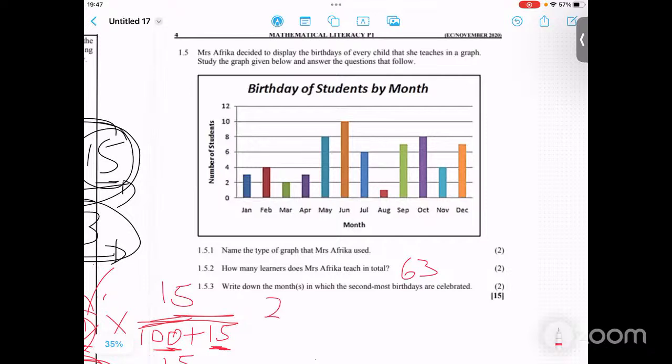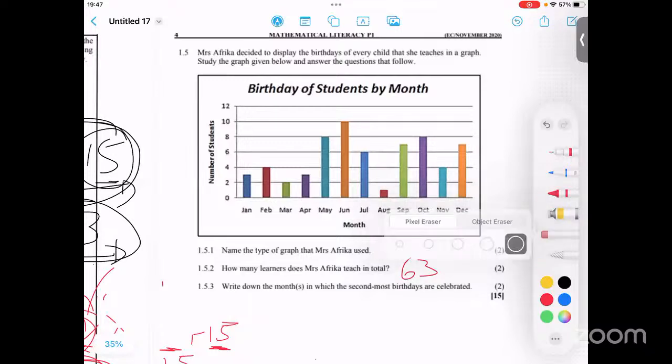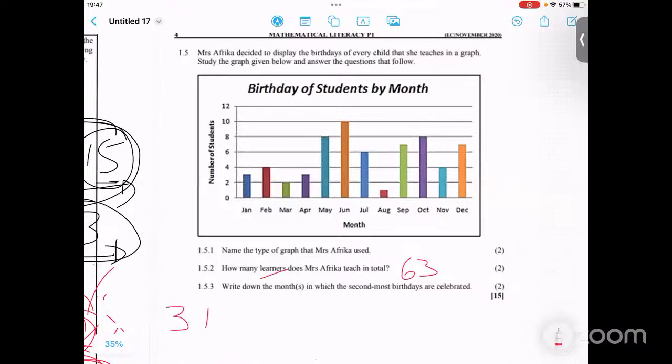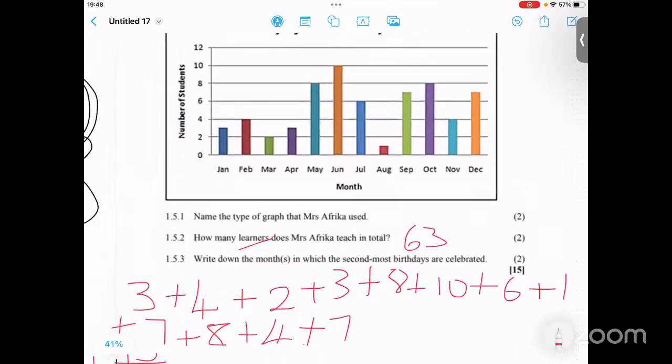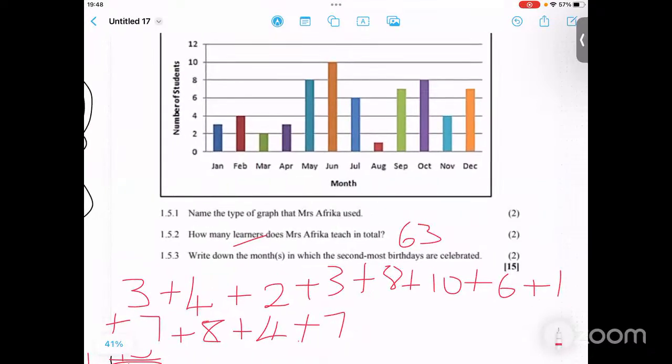So we are having what? Let me try to wipe these. We have a 63 and a 64. Okay, let's see. We have 3 plus 4 plus 2 plus 3 plus 8 plus 10 plus 6 plus 1 plus 7 plus 8 plus 4. This 4 was for November, and then we have 7. And are you having this on your calculators? 3 plus 4 plus 2 plus 3 plus 8 plus 10 plus 6 plus 1 plus 7 plus 8 plus 4 plus 7. Are you having that?